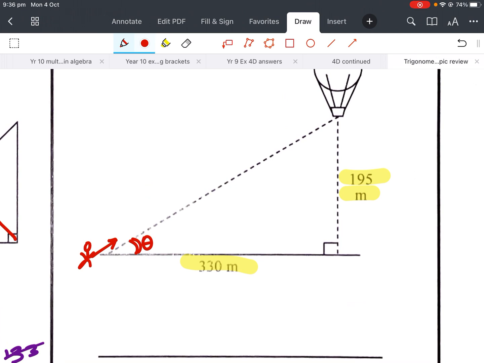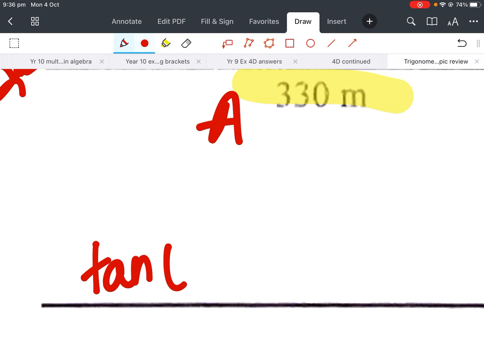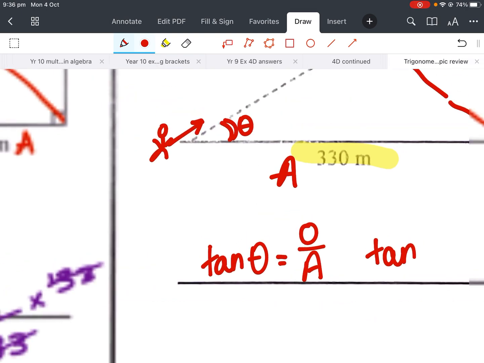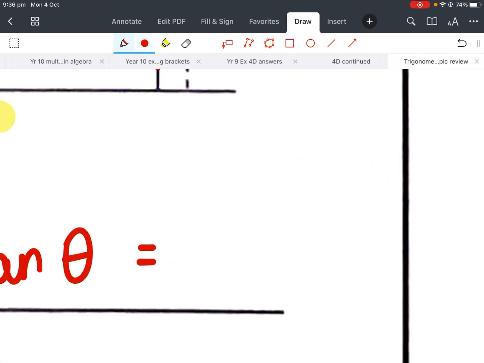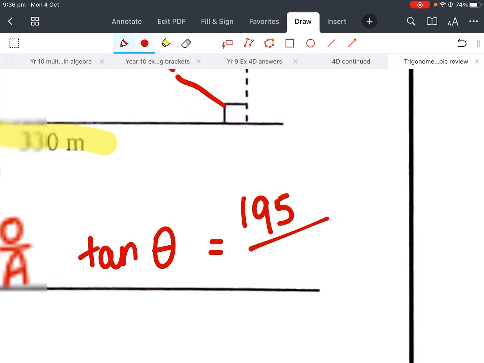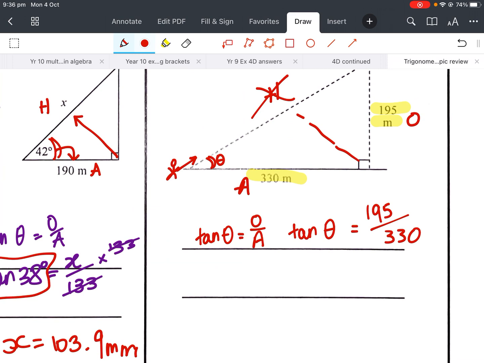So let's label our sides. Opposite the right angle, that's my hypotenuse. There's no numbers on there, so I don't need to use that. This one is next to my theta, and this one is opposite my theta. Which one is O and A? Hopefully you said it's tan, miss. Well done if you did. So tan, we're finding the angle, so I'm going to keep theta. Opposite side is 195, and 330 is my adjacent side.